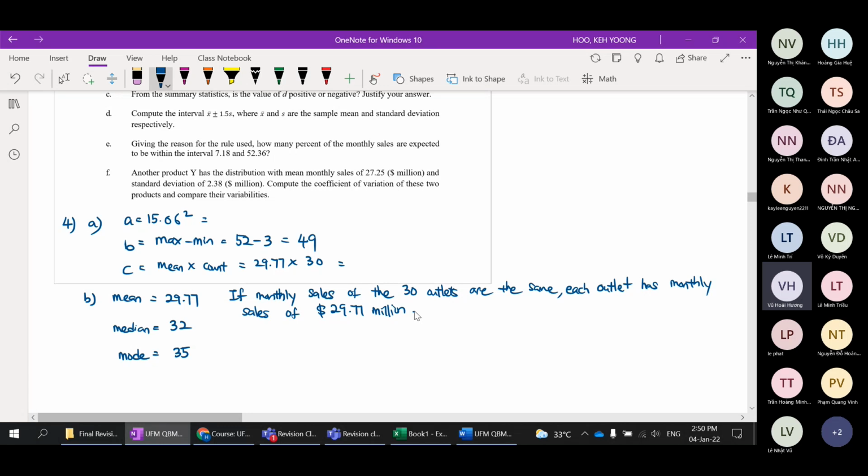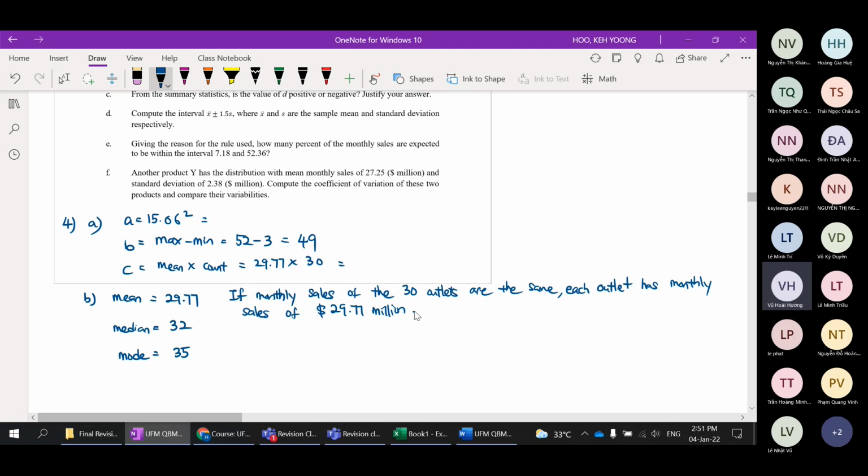For interpretations, you can always read it in your own way, as long as their meanings are similar. This is not like formulas, where there's only one way to write it. It depends on your preference or way of writing the sentence. So this is for mean.